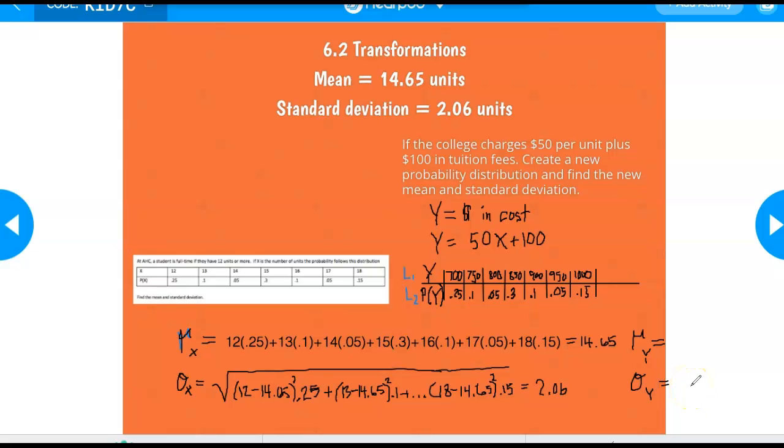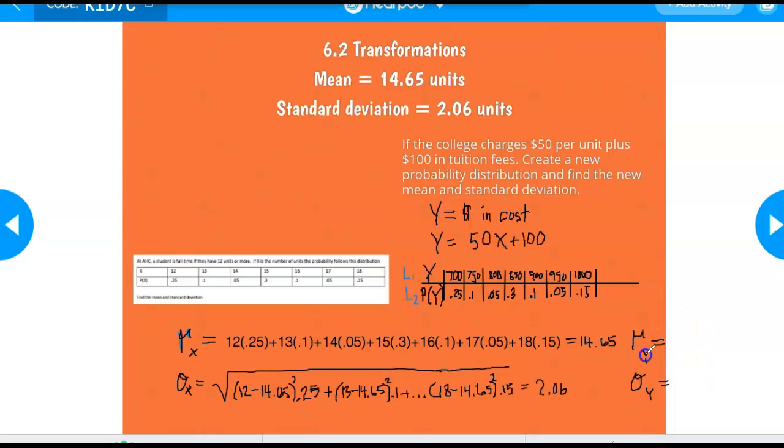Okay, so our mean is: take all the units and multiply by the probabilities. That gives you the mean of x. Take all your dollar values, multiply by those probabilities. That gives you the mean of y. Or you enter list 1, list 2, one variable stats for list 1, list 2. Hopefully you're following along, and get your mean of x, mean of y, standard deviation of y.